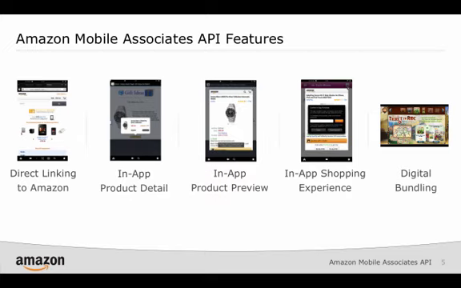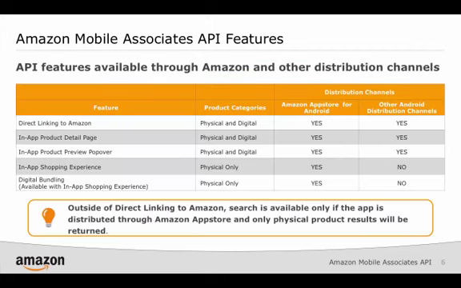In-app shopping provides a complete in-app purchase experience. You can present product offers in your app's native look and feel, and users will complete the purchase without leaving your app. Lastly, digital bundling is a form of the in-app shopping experience where you can also reward customers by granting a virtual digital item in your app with the purchase of the physical product.